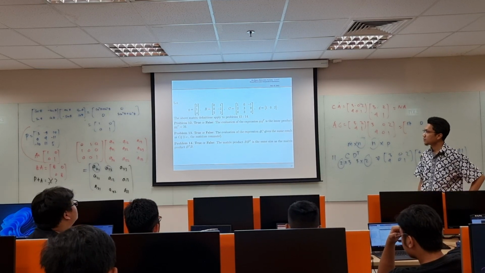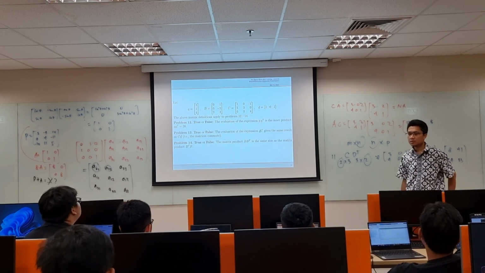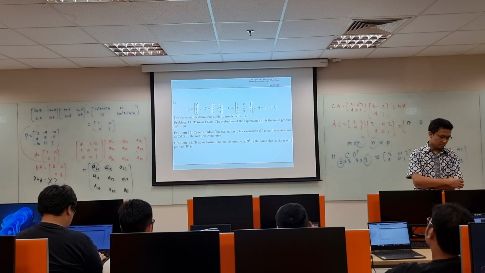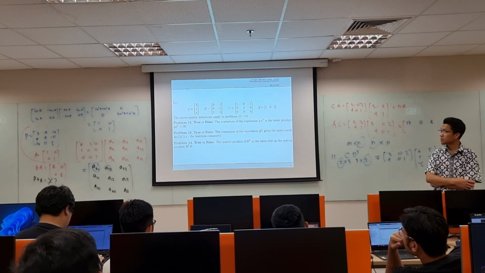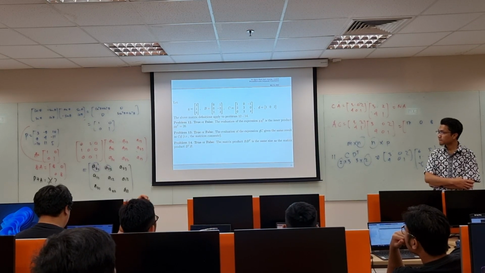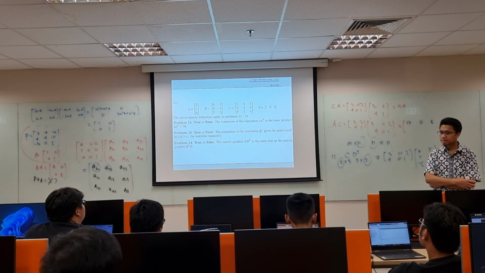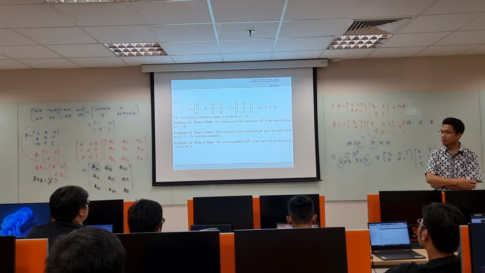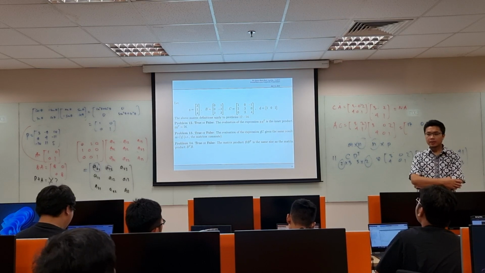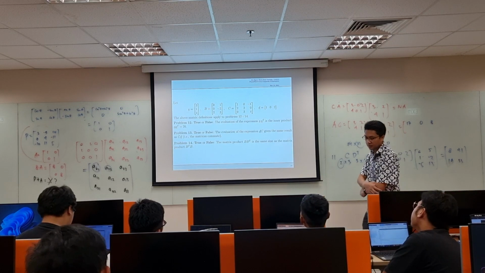Number 12. Is it true or false? The evaluation of A times A transpose is the inner product, A times A^T. Row times column. Inner product is the dot product. Inner product means dot product. What do you think?